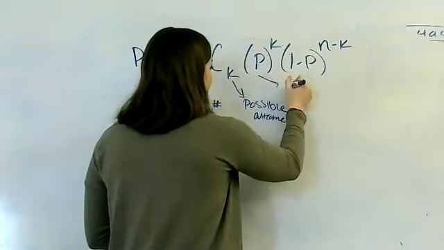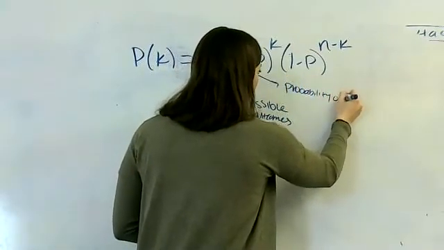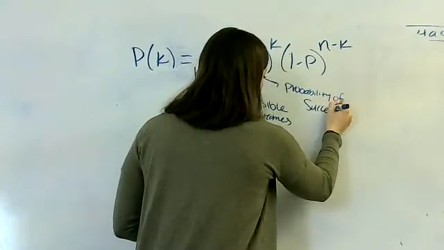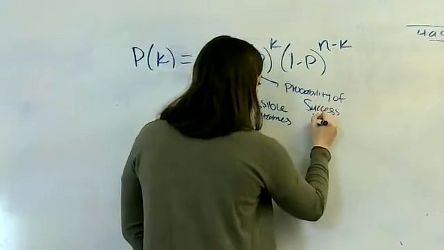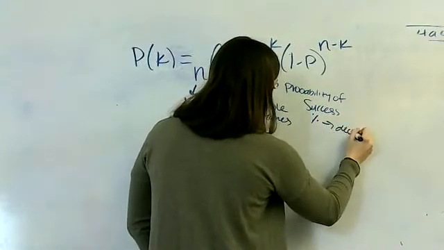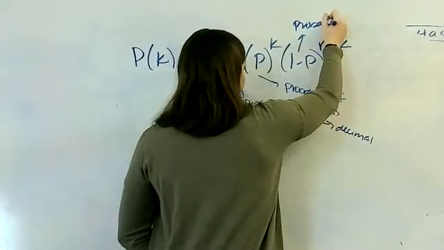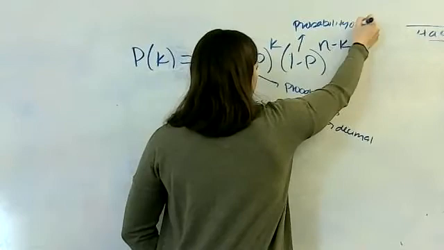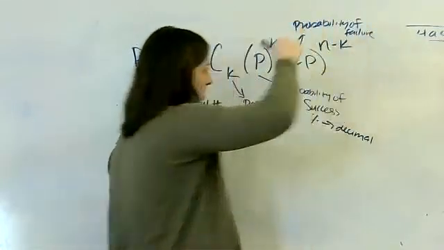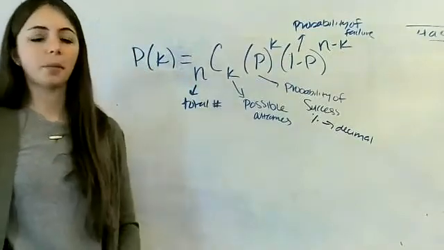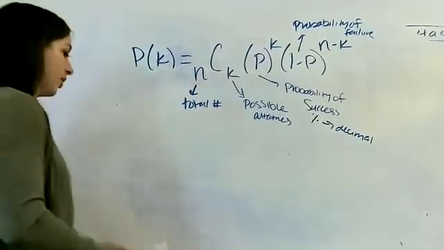Okay, P is probability of success. Okay, so it's going to be represented in a percentage. You have to make it into a decimal. This is probability of failure. If you must know, but again, if you have that probability of success, you can just do 1 minus that and you will get that probability of failure.